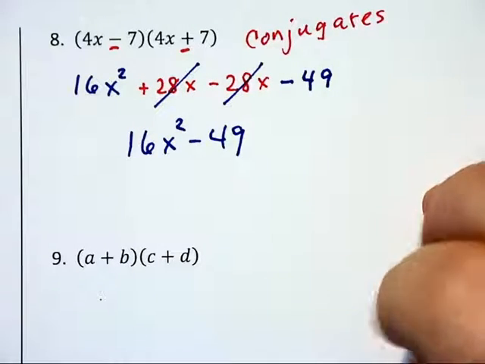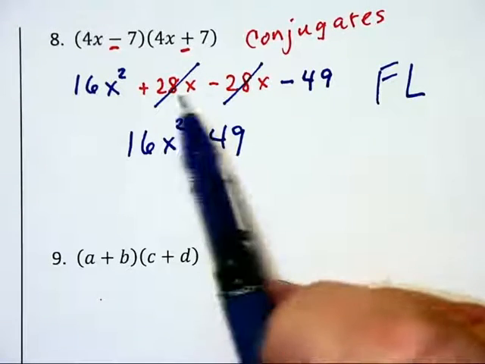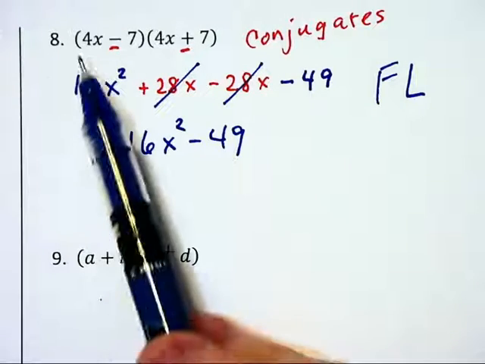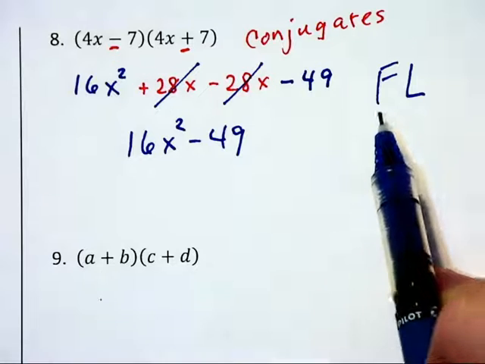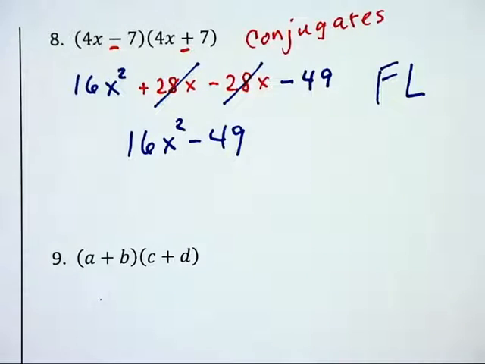Basically, instead of FOILing, we are just FLing. We're leaving out the O and the I, the outer and the inner terms there, and it turns out that whenever you are multiplying conjugates together, you can just multiply the first and last terms together. Just be careful that you have that minus sign in the middle.